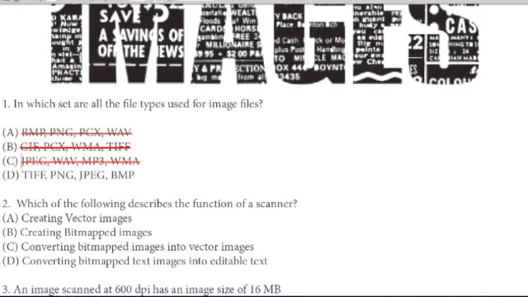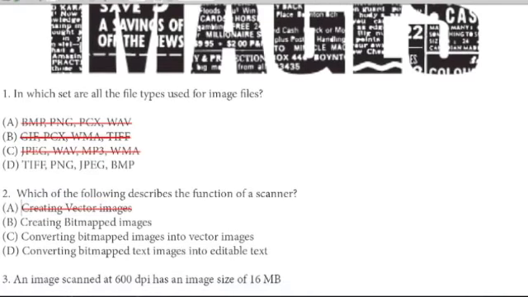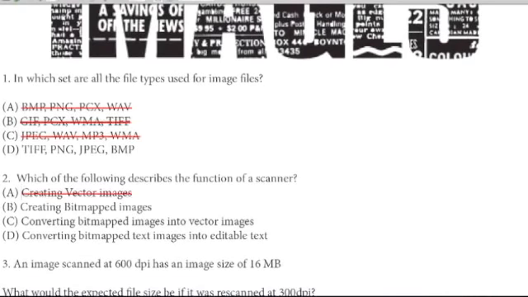Okay, which of the following describes the function of a scanner? It doesn't create vector images, only programs like Illustrator do that. It does create bitmapped images, yes, but I'm not going to pick that straight away because I know that is a function of a scanner, but there might be a better answer. It scans and converts images or text into bitmapped images, so I suppose that is a creation method, but it's probably not a spectacular answer and there might be a better one.